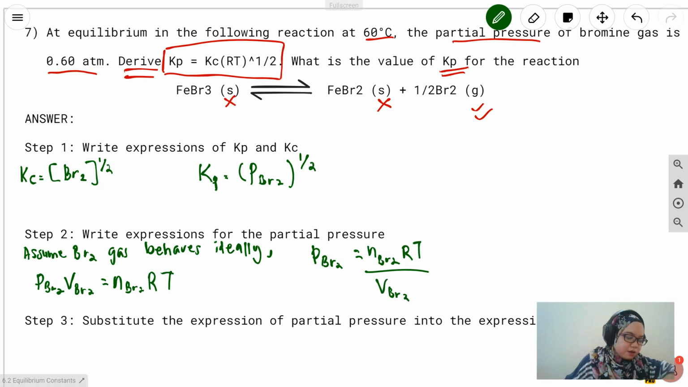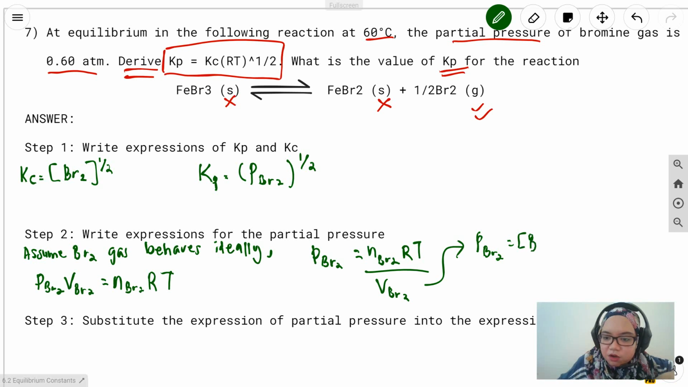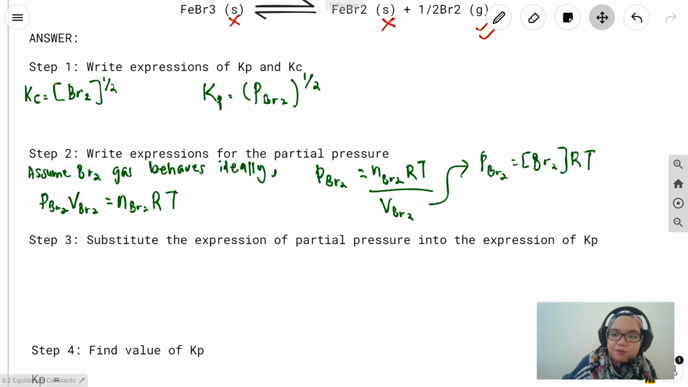Okay, so we know that NBr2 over VBr2 is equal to the concentration of Br2. So you can say that now PBr2 is actually equal to the concentration of Br2 to the power of 1/2 times RT. So this is the expression for the partial pressure of Br2. Now we have the partial pressure of Br2 in terms of concentration.